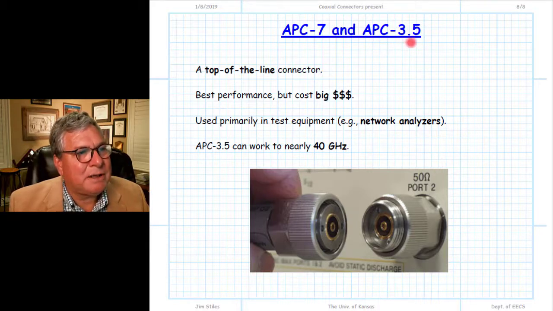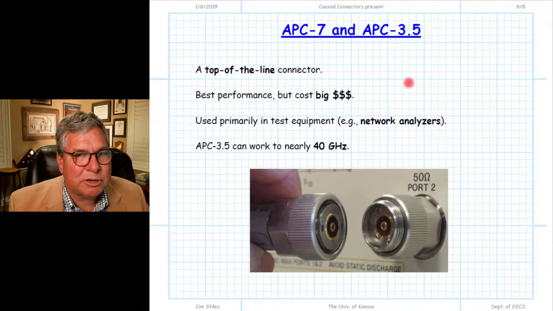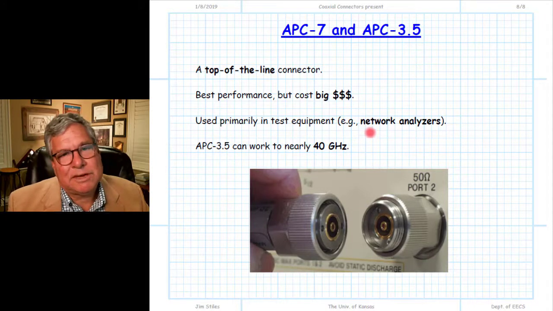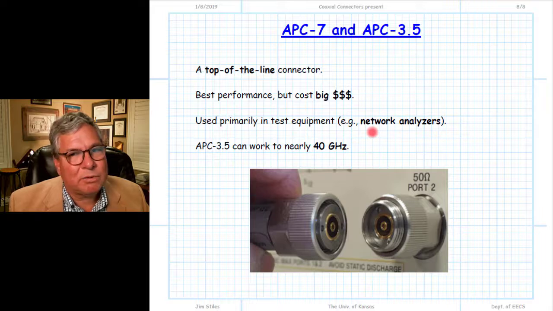There's another version called APC 3.5, and in that case the outer diameter is 3.5 millimeters, which is pretty darn small. Now, why would you use that? That is for very high frequency applications, going up to, let's say, 40 gigahertz or more.